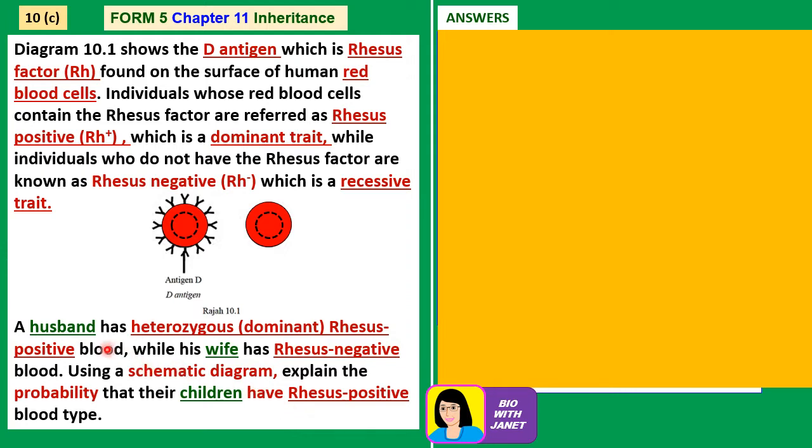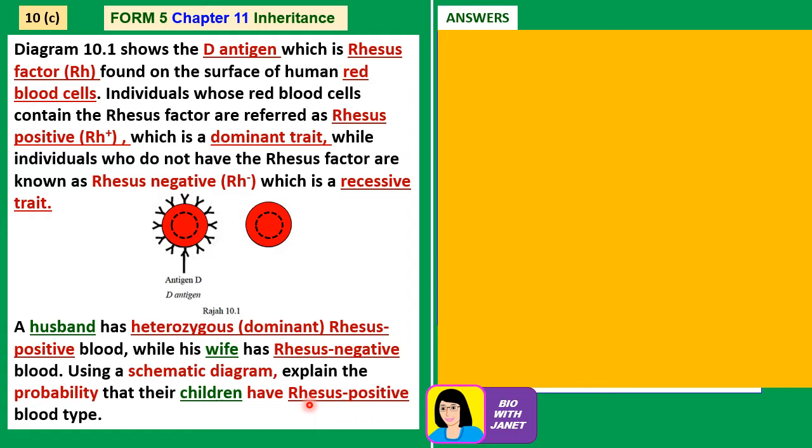So the technique of answering is, first, you underline the genotypes or the description for the husband, wife, and children. Husband is heterozygous, and he will, of course, show the dominant trait. That is, he will have rhesus positive blood. His wife has the rhesus negative blood, right? And then we are supposed to find out the probability that the children have rhesus positive blood. That means following the father. Now you can pause the video a while and try to write your own answers first. All right.